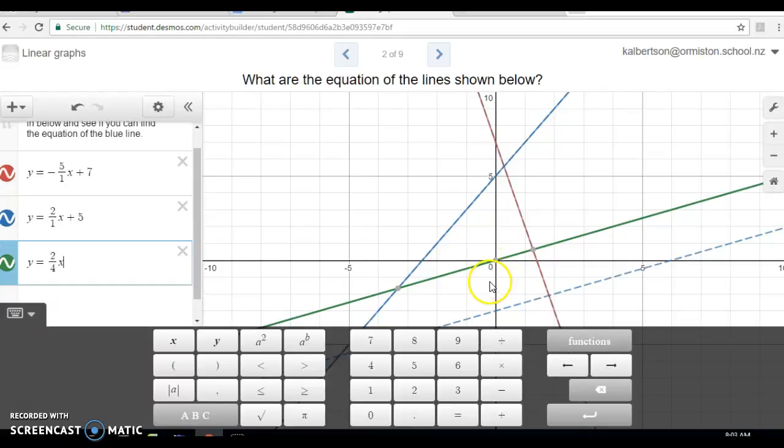And then last of all, where did this cut through the y-axis? It cut through at negative 3, so I'm going to type in minus 3. And that's how we write the equation of a line.